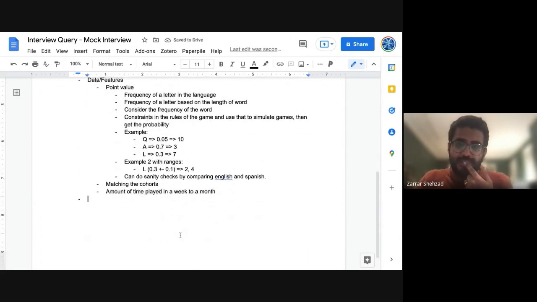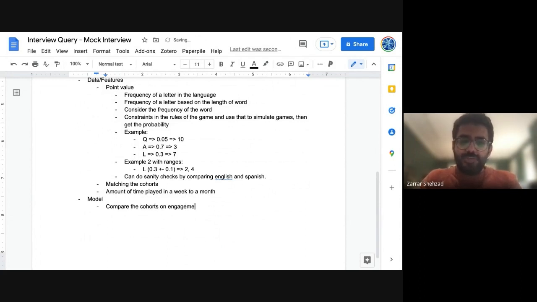So if we have that data, then the next step would be to figure out something about the model that we might build. I think the goal is to actually have two models in mind. The more obvious one is to just compare the different cohorts. The basic one is to compare the cohorts on our engagement metric, times played.